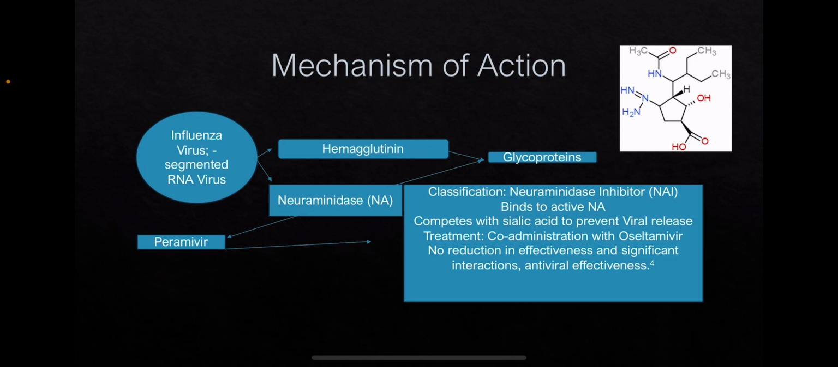Although its chemical structure is similar to other NAIs like oseltamivir and zanamivir, peramivir has a stronger binding affinity to NA. Studies suggest that using peramivir alongside oseltamivir doesn't reduce their effectiveness, with no notable antagonistic interactions observed. This indicates the possibility of using both medications together in influenza treatment, potentially increasing antiviral effectiveness without negative interactions.